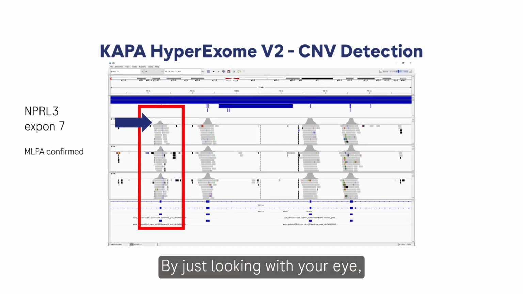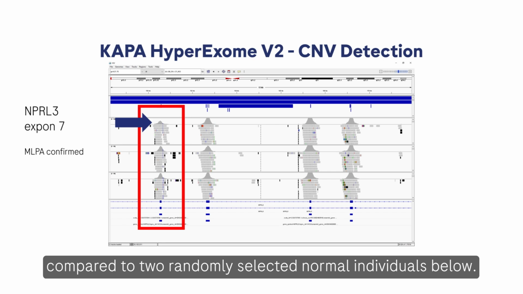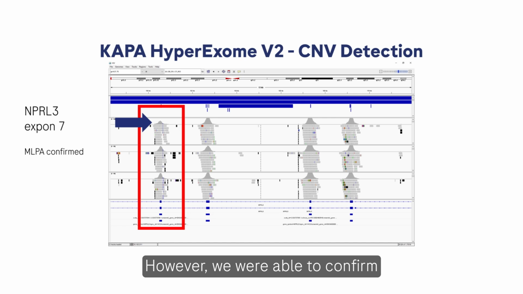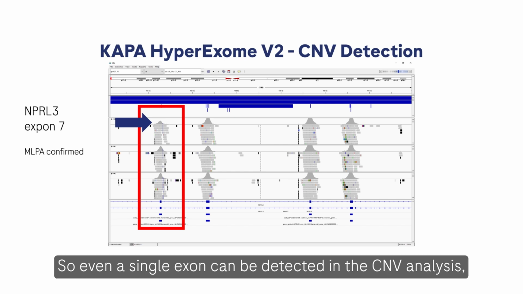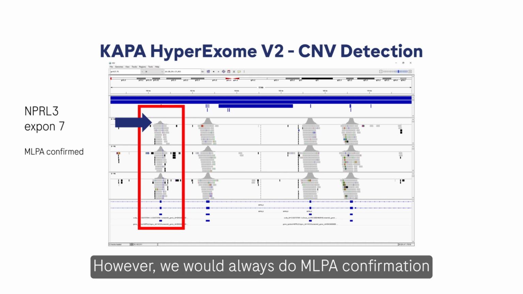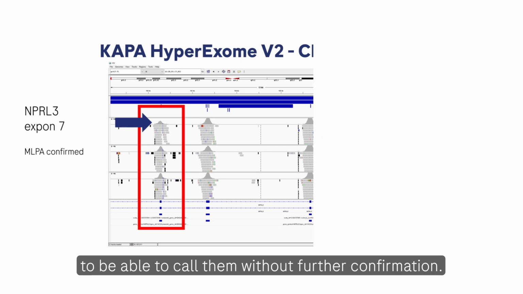By just looking with your eye, you hardly see a difference in coverage in the upper individual compared to two randomly selected normal individuals below. However, we were able to confirm this deletion that our caller clearly called by MLPA. So even a single exon can be detected in a CNV analysis. However, we would always do MLPA confirmation if available for single exons. For 3 consecutive exons, we feel confident enough to call them without further confirmation.